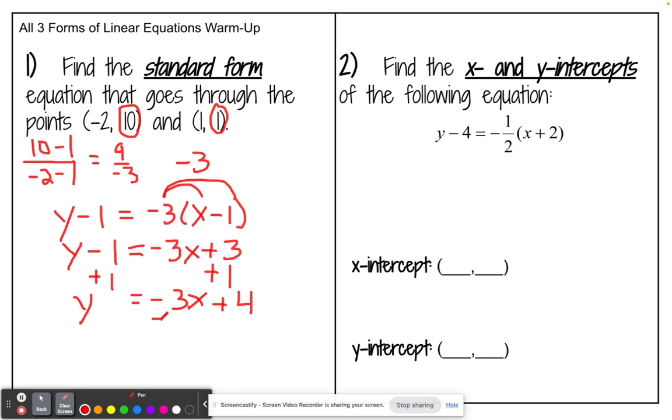I am almost done. Now my last step, I've got to get that -3x from here, move it over here. I will do that by adding 3x to both sides. When I do that, now I have a positive 3x. So my a term is positive. I like that. So I have 3x plus y equals 4. Now it is in standard form, and everything is good.